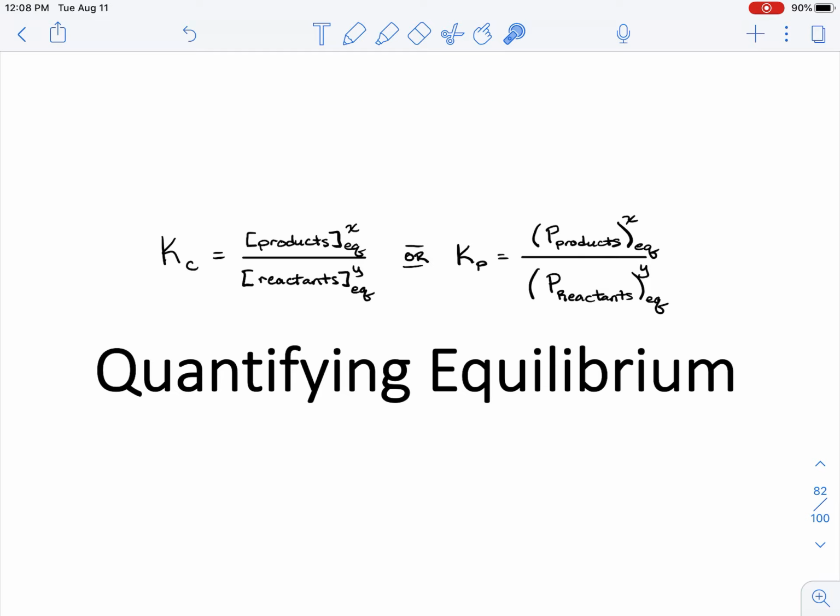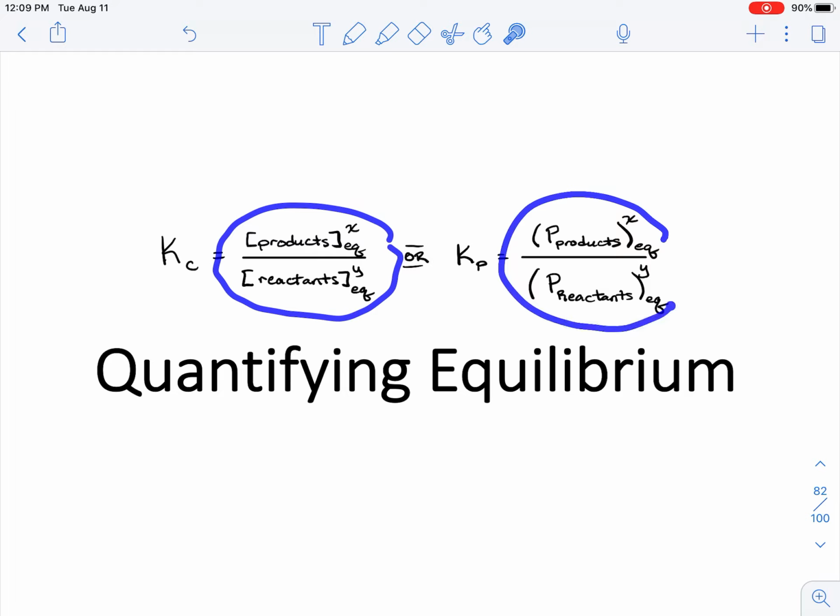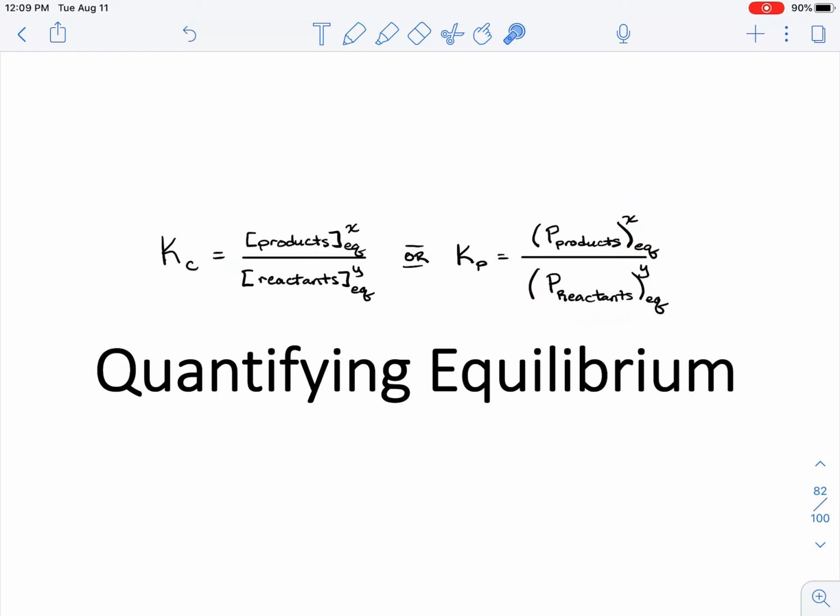In this lecture video, we are going to learn how to quantify the equilibrium concentrations for both products and reactants, as well as the equilibrium constant Kc or Kp. Now, this can be accomplished by utilizing the mass action expression in conjunction with something that's known as an ICE table. So let's go ahead and get started.